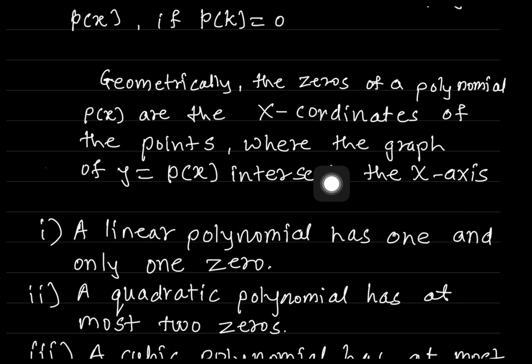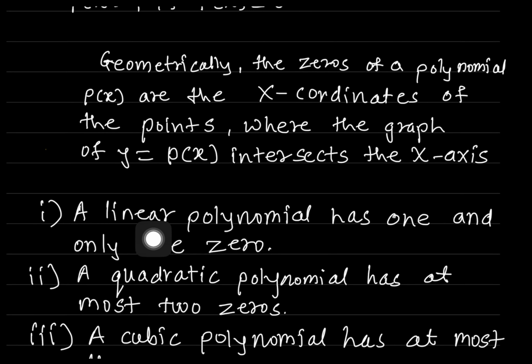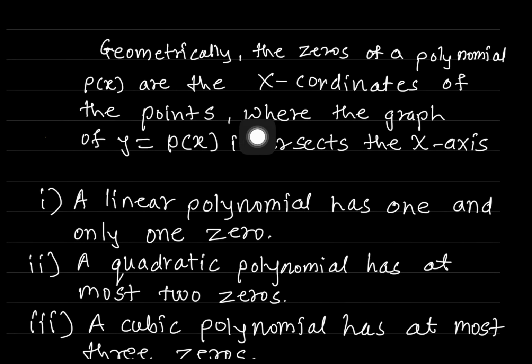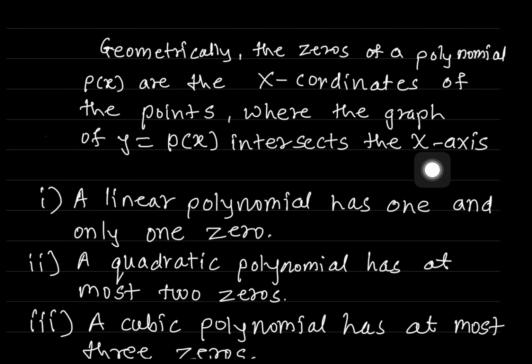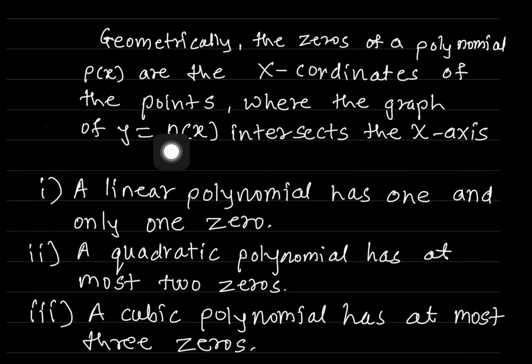There is a graph given, and with the help of this concept you can solve exercise 2.1. Geometrically, the zeros of a polynomial p of x are the x-coordinates of the points where the graph of y equal to p of x intersects the x-axis. In the graph we have to draw the x-axis and y-axis.